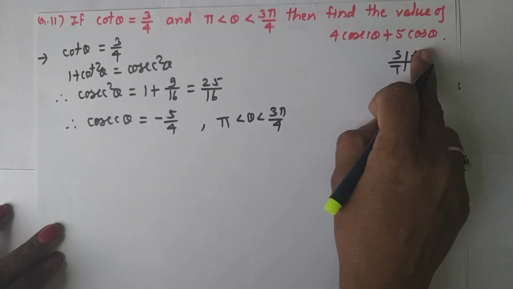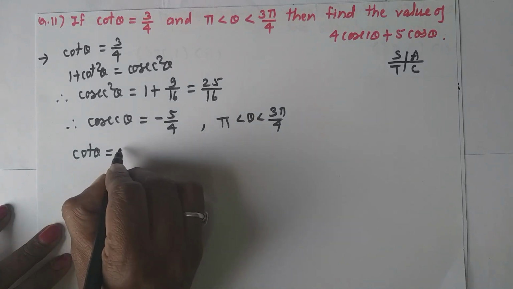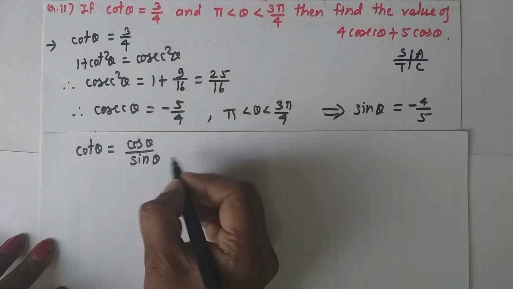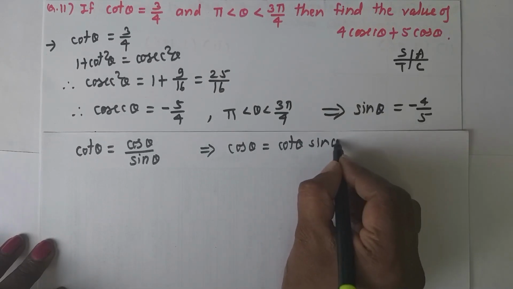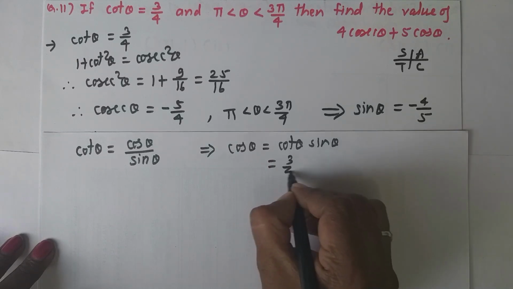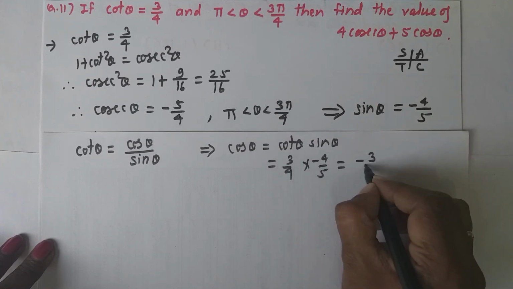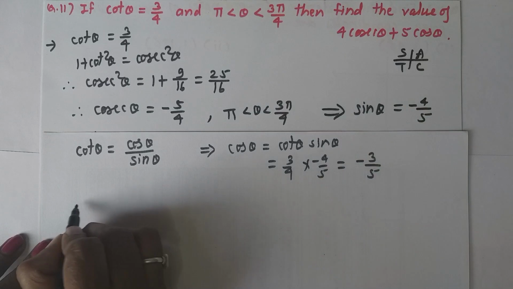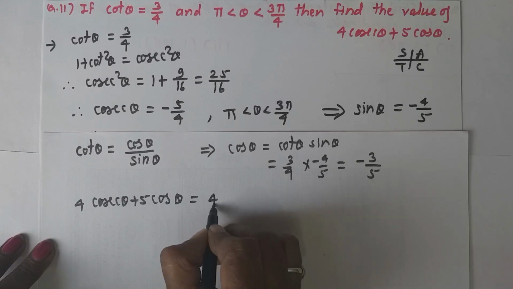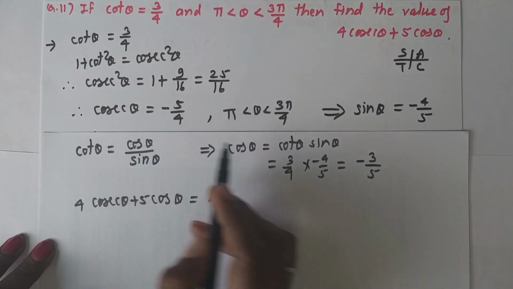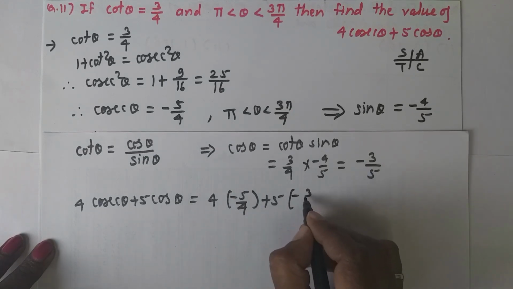Okay. Then we need cos theta also. I can write cot theta as cos theta divided by sin theta. Now from this we will get cos theta is equal to cot theta into sin theta. Now you keep the value of cot theta 3 by 4, value of sin theta is minus 4 by 5, and we will get the value of cos theta as minus 3 by 5. Now we have to find the value of 4 cosec theta plus 5 cos theta. Now write down 4 as it is, keep the value of cosec theta, minus 5 by 4, plus 5, value of cos theta is minus 3 by 5.